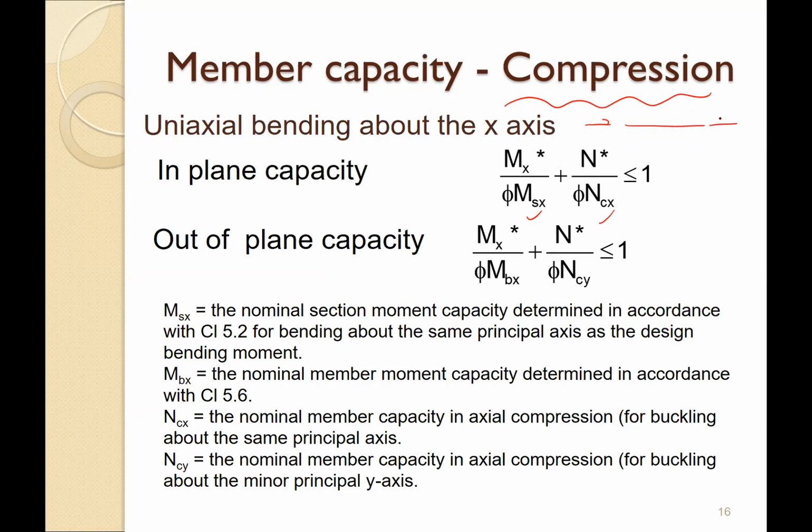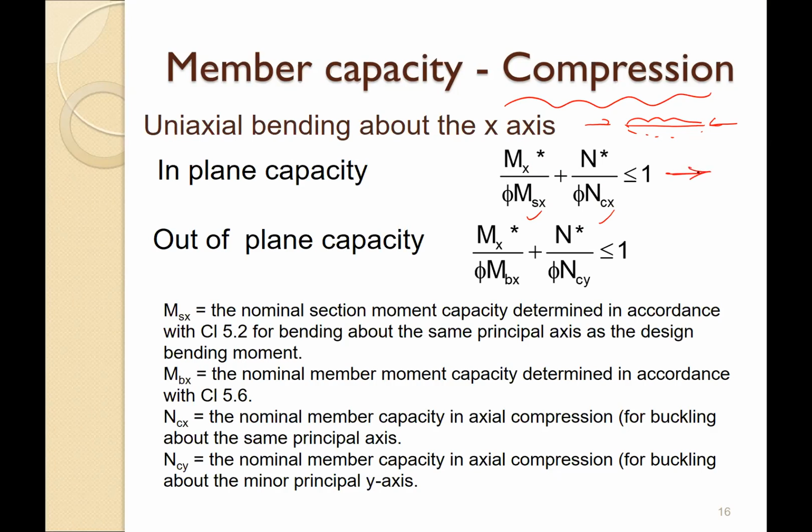This is bending in the same plane and buckling in the same plane. Then of course we have to go for the member capacity for buckling under compressive force. But section capacity first will go. First we check whether it is safe in the in-plane capacity or the section capacity, and then we go to the out-of-plane capacity. So in order to understand this carefully, let's look at it this way. Don't get confused with that.